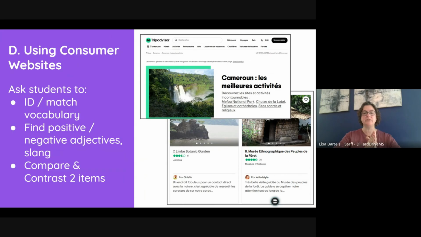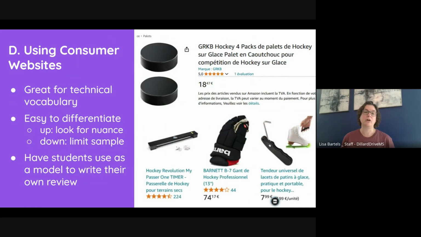Okay, some ways you can use this for novice speakers. Give them 3 or 6 different activities, and then give them a little description of each, and they have to match them. You could even print this out and cut it apart and make it a matching activity and see if kids can match up the photo with the description of it. Ask kids to go through and find positive and negative adjectives, or ask them to compare and contrast 2 items. This is really great for technical vocabulary, any kind of consumer website.